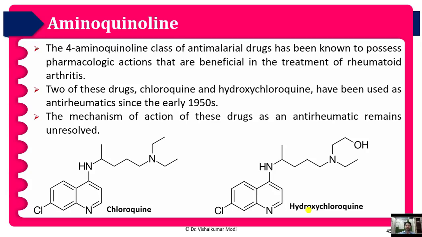Next class in this group is aminoquinoline. The 4-aminoquinoline class of antimalarial drugs has been known to possess pharmacological action that is beneficial in the treatment of rheumatoid arthritis. Two of these drugs, chloroquine and hydroxychloroquine, have been used as anti-rheumatic since the early 1950s. The mechanism of action of these drugs as anti-rheumatic remains unresolved. This is the structure of chloroquine and hydroxychloroquine.